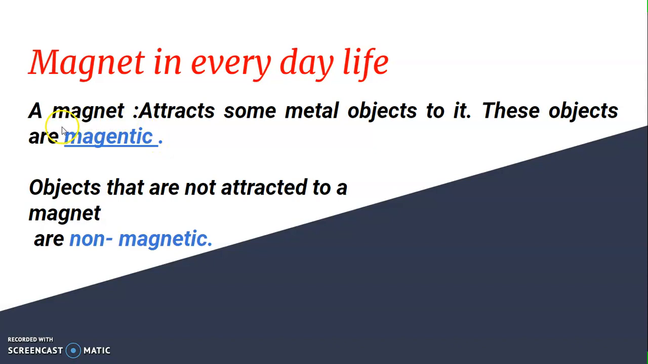Magnetic. Repeat after me. Magnetic. Objects that are not attracted to a magnet are non-magnetic. المواد التي لا تنجذب للمغناطيس are non-magnetic. تسمى مواد غير مغناطيسية. Repeat after me. Magnetic. مواد مغناطيسية. Non-magnetic. مواد غير مغناطيسية.